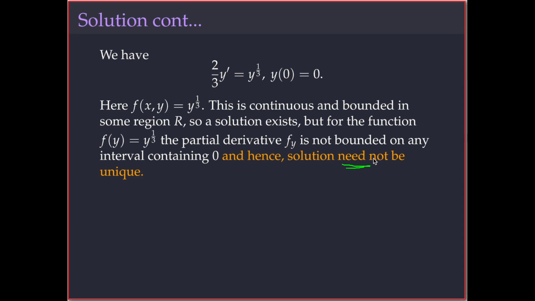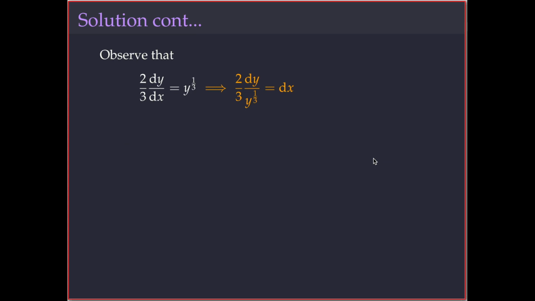So now let's see what the solutions are. We can directly find them because the problem is (2/3) y' = y^(1/3), so we can use the separation method. So (2/3) dy/dx = y^(1/3), which I can write as (2/3) dy / y^(1/3) = dx. Now I just integrate this.